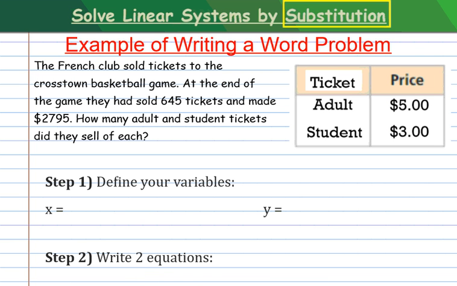This one says, the French club sold tickets to the crosstown basketball game. At the end of the game, they had sold 645 tickets and made $2,795. How many adult and student tickets did they sell for each? Well, the question at the end says how many adult and student tickets, so that's the thing I don't know, so that has to be my variables. So x will be number of adult tickets. You always need to define what your variables are when you're solving. Y has to be number of student tickets.